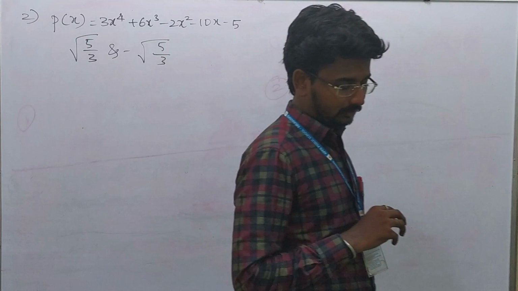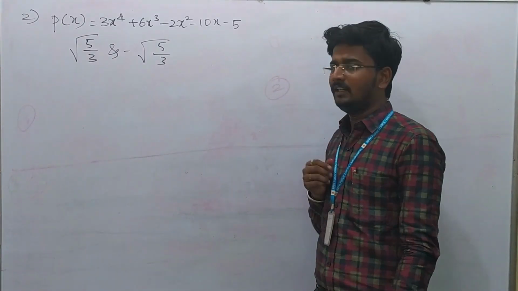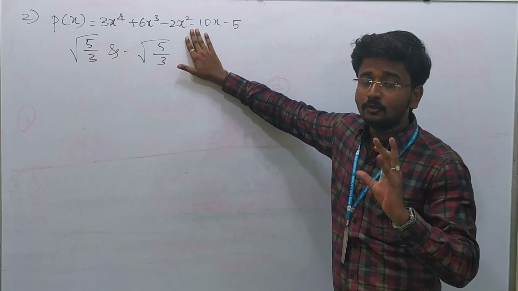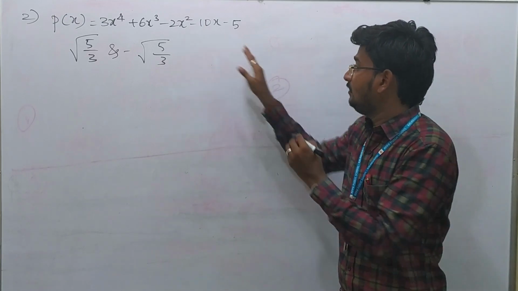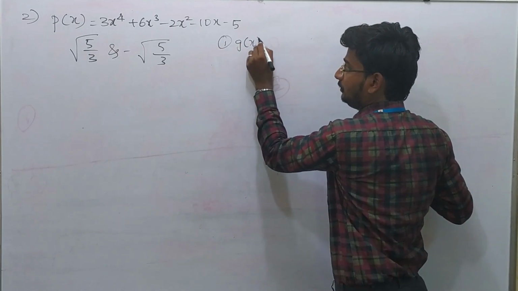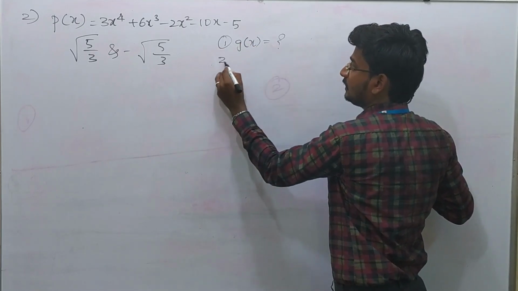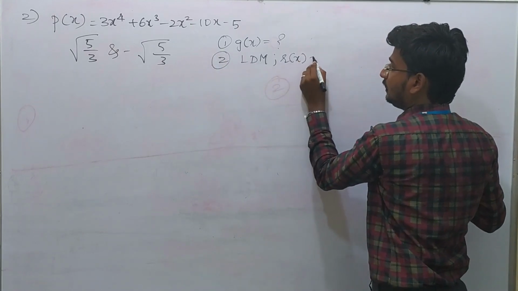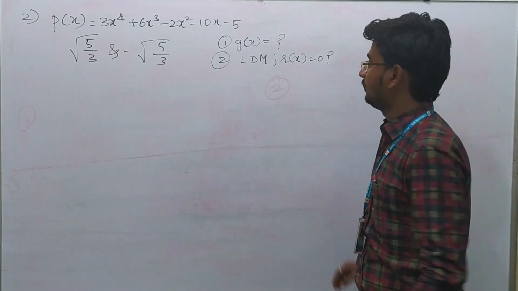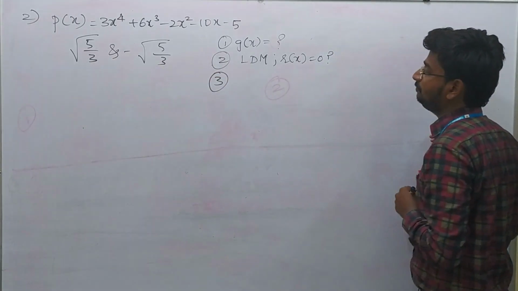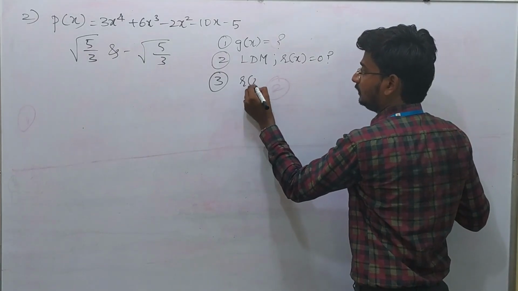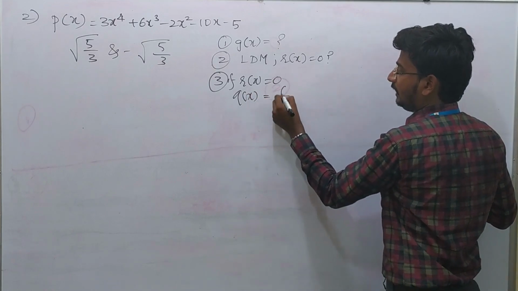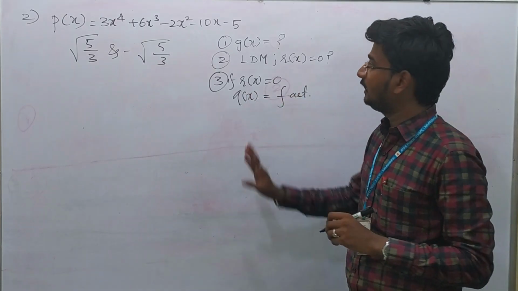Before applying the long division method, only the p of x value is given, my dear students. There is no g of x value. I have to find g of x first. Then step 2, apply the long division method. Check whether remainder r of x is equal to 0 or not. And finally, the third step: if r of x is 0, then for q of x, apply the factorization method and get the remaining roots.